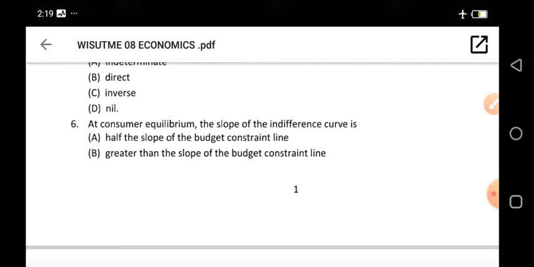So we are looking at the bundles of goods that will yield the same utility. If you remember, when we talk about indifference curve, we also talk about budget line. Your budget line shows the maximum amount of goods in different combinations which a consumer can obtain from his or her income.